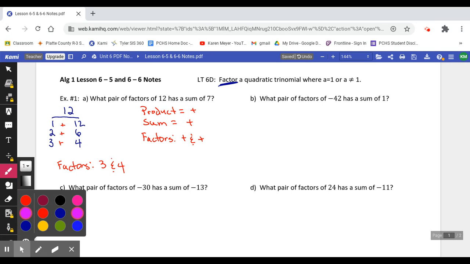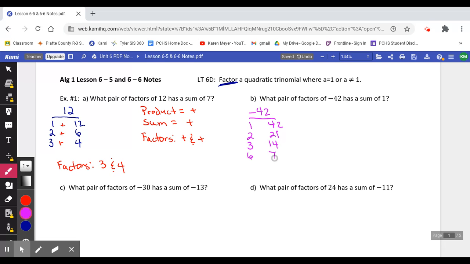So the next one, I want two numbers that multiply for negative 42 and add for 1. So multiply for negative 42 and add for 1. If you know it, great. If not, we're going to make a little chart. I'll come back to the signs in just a second. So let's just start with numbers that go into 42. Well, 1 and 42. 2 and 21. 3 and 14. 4 does not. 5 does not. 6 and 7. So those are all the ones that go into 42.